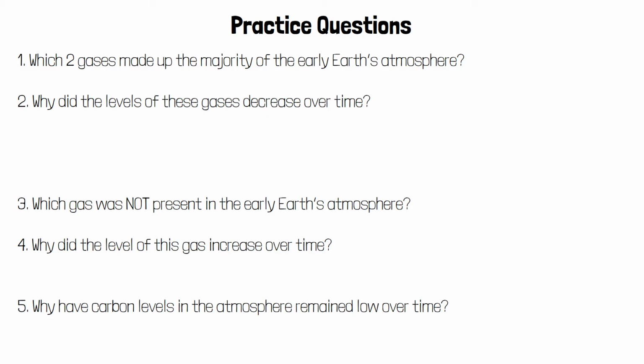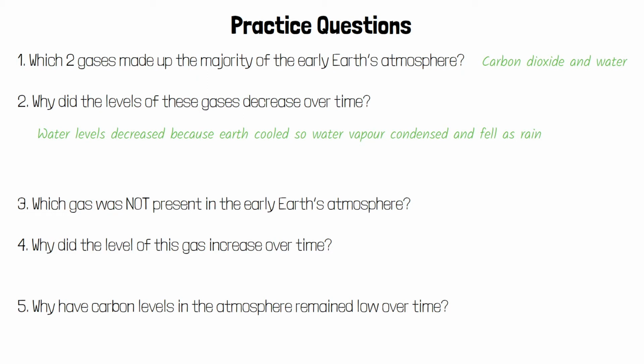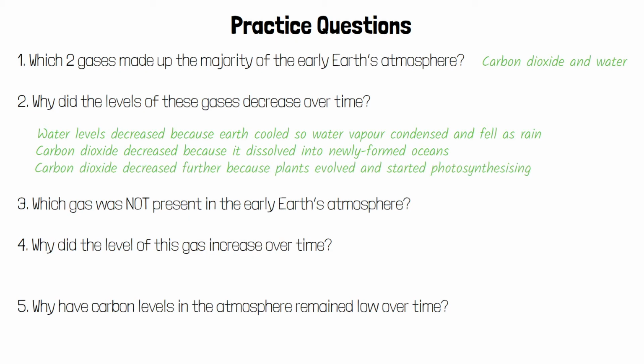The majority of the early Earth's atmosphere was made of carbon dioxide and water. Water levels in the atmosphere decreased because the Earth cooled, so water vapour condensed and fell as rain. Carbon dioxide levels decreased because it dissolved into the newly formed oceans, then decreased further because plants and algae began photosynthesizing, which uses carbon dioxide.